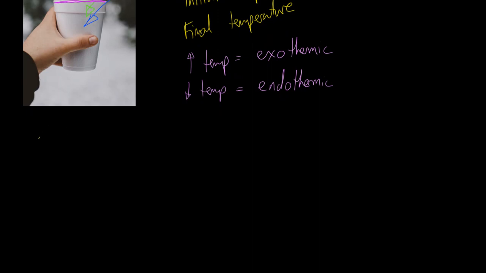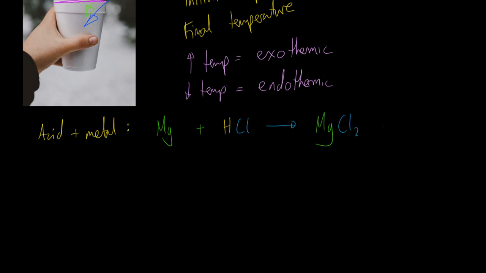Basically, you could do an acid and metal reaction, something like magnesium plus hydrochloric acid, something like that, and then you end up with magnesium chloride and some hydrogen gas. I'll just balance that one up really quickly because there are 2 chlorines there and 2 hydrogens there. That's quite strongly exothermic. You might have done that one.